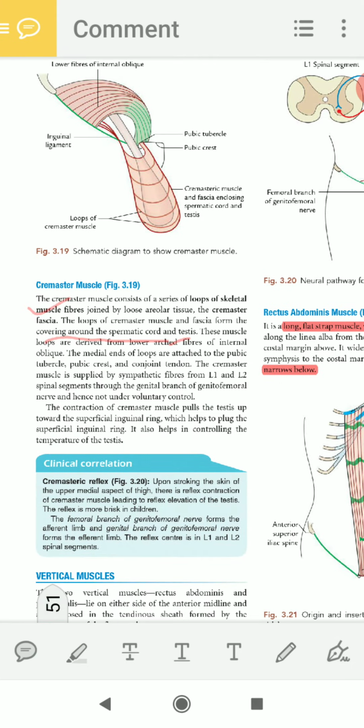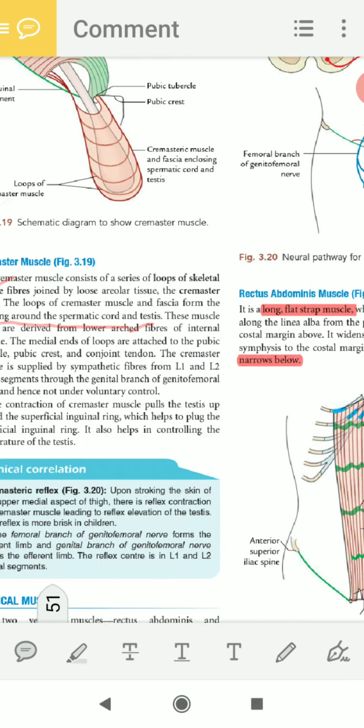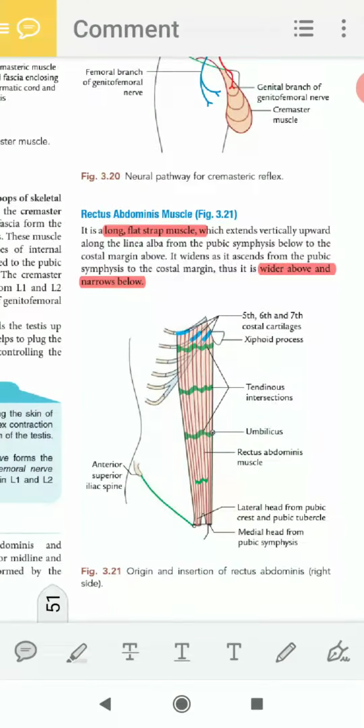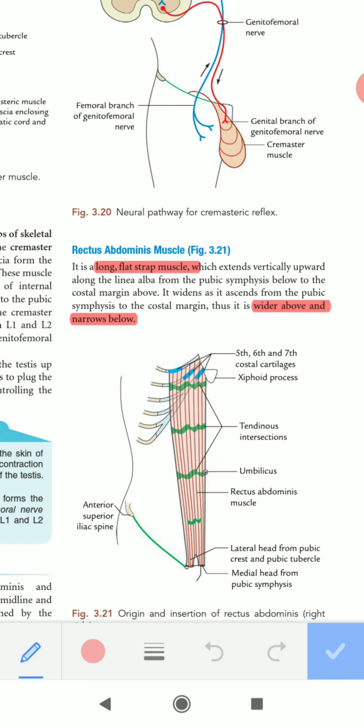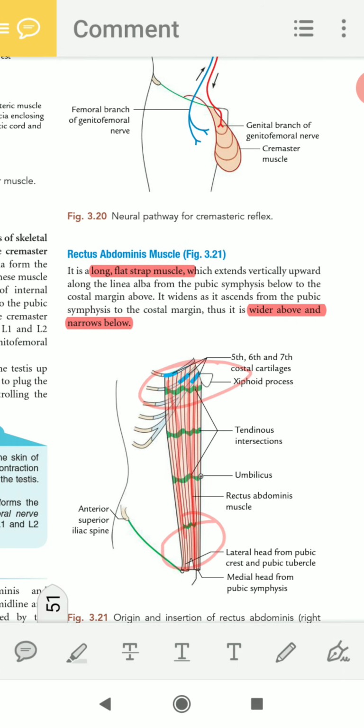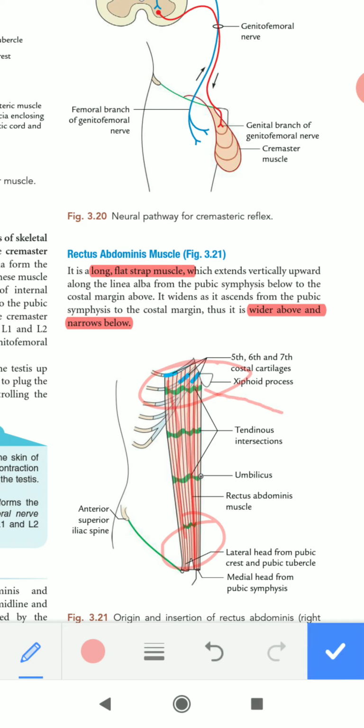Now come the vertical muscles. Number one is the rectus abdominis muscle. Look at that, it is a long, flat and straight muscle. It is wider above, but narrower in the lower part. It has three intersections at different levels: one at the level of the Xiphoid process, one at the level of the umbilicus, and one between the Xiphoid process and umbilicus.